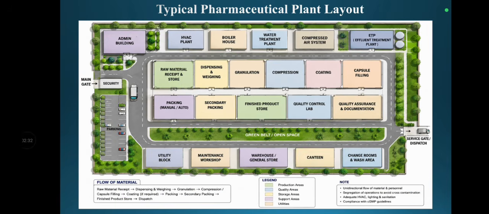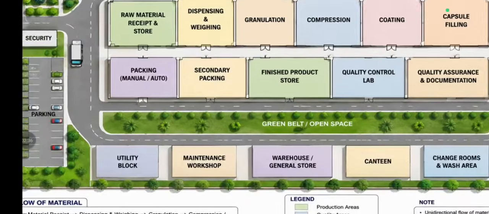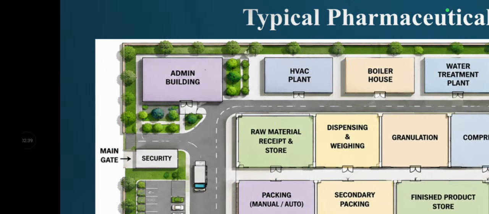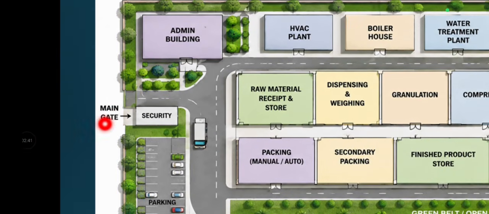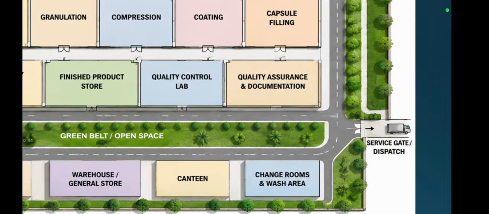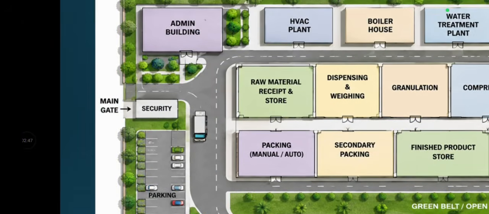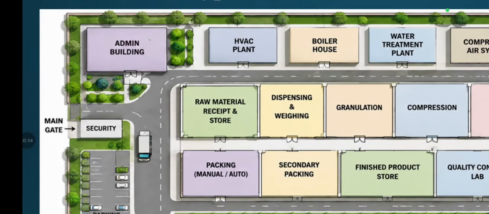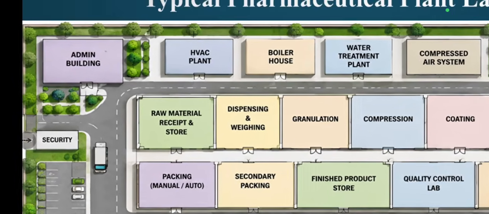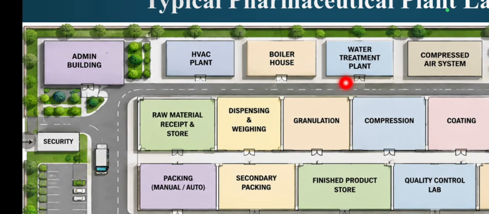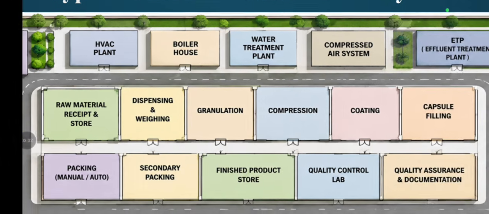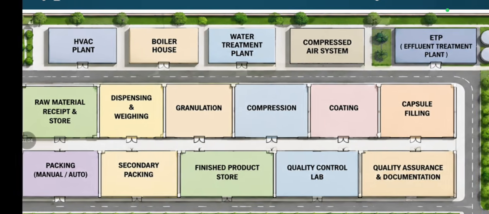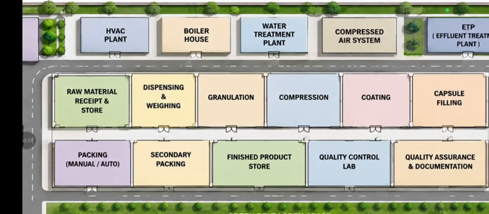So next is the layout of a typical pharmaceutical industry. This is the general layout of the pharmaceutical industry. It starts from the main gate and ends at the service gate for dispatch. At main gate entry, there is security. After that, the admin building is there. Then other parts like the HVAC plant, boiler house, water treatment plant, compressed air plant, then the ETP plant, etc., are also available in the pharmaceutical plant.